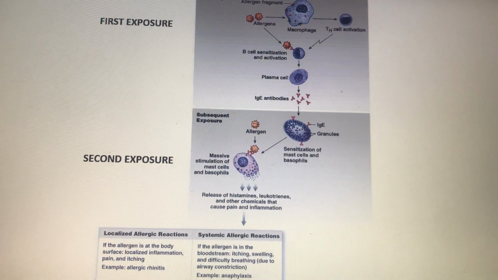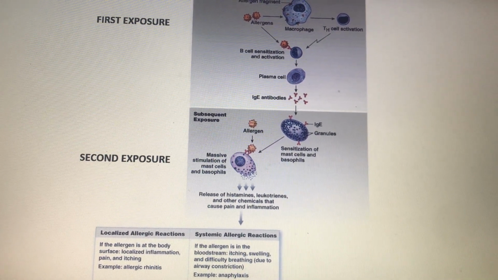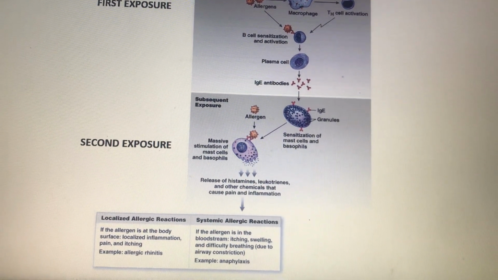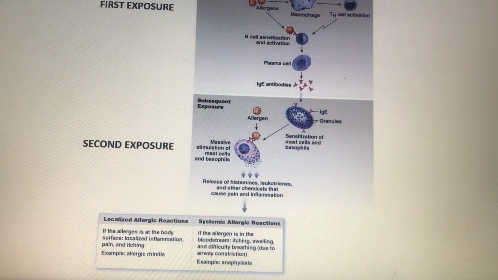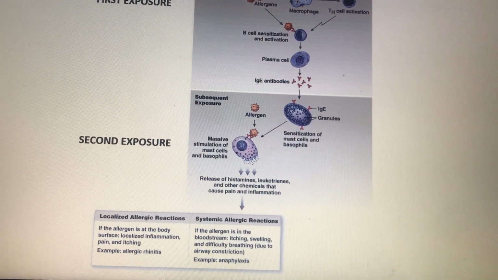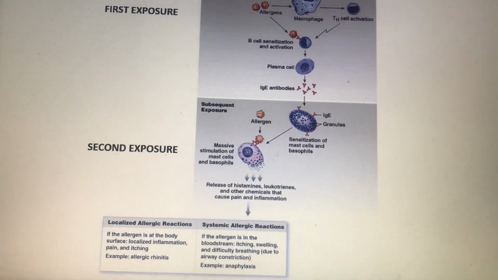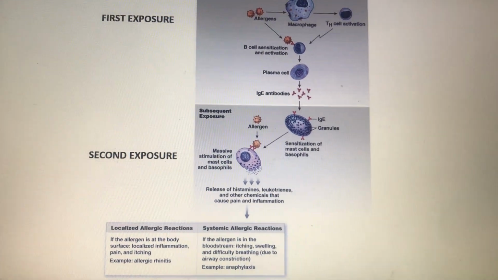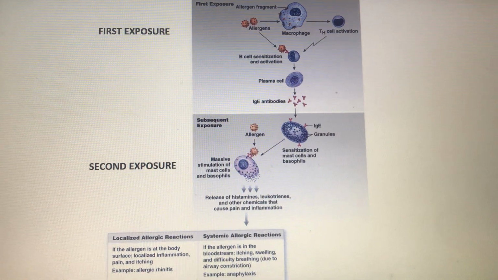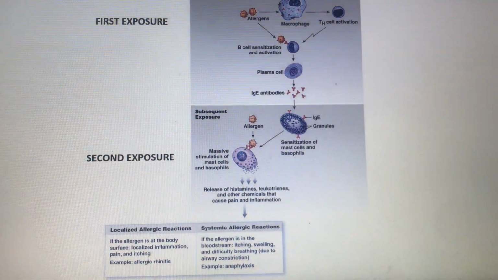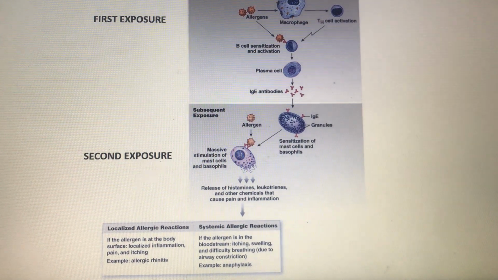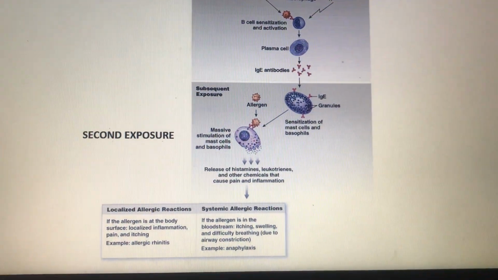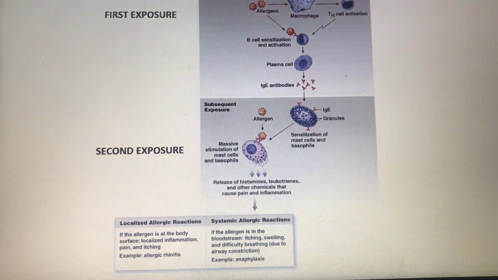This is how the mechanism of anaphylaxis happens. First, there is exposure to allergens, which leads to B cell sensitization and activation. Then plasma cells release IgE antibody. Once there is another exposure in the future, there will be activation of mast cells, releasing mediators like histamine, leukotriene, and other chemicals that cause the symptoms.